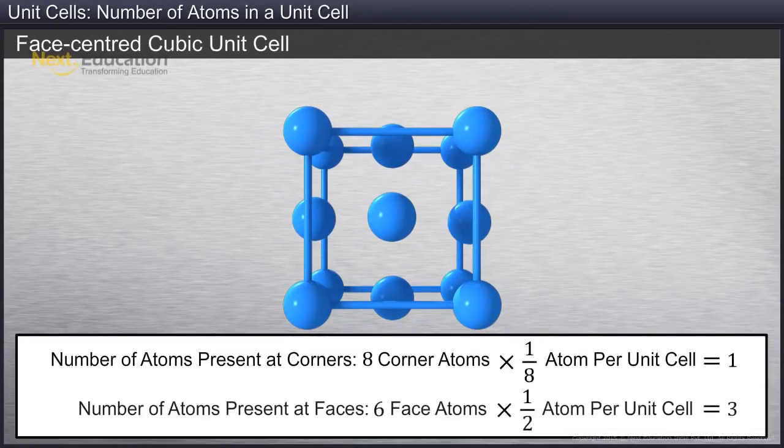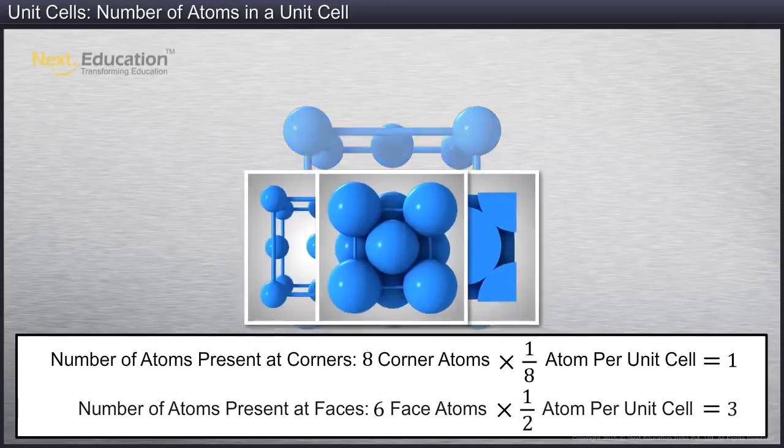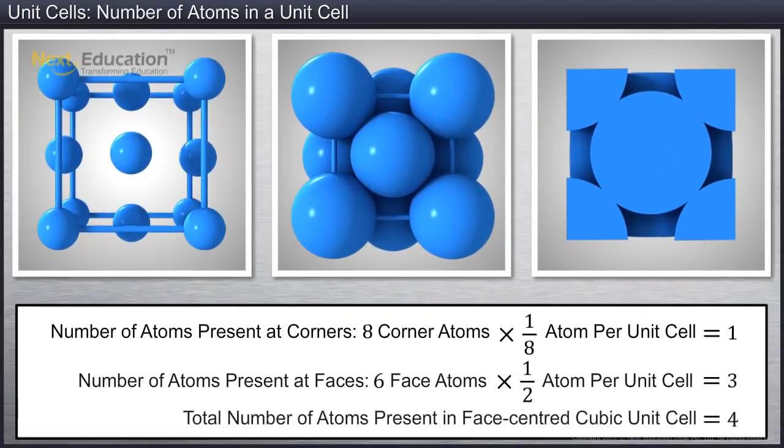The number of atoms present at the faces per unit cell is equal to 6 atoms at the faces into half an atom per unit cell, which is equal to 3. Thus, the total number of atoms per face-centered cubic unit cell is 4.